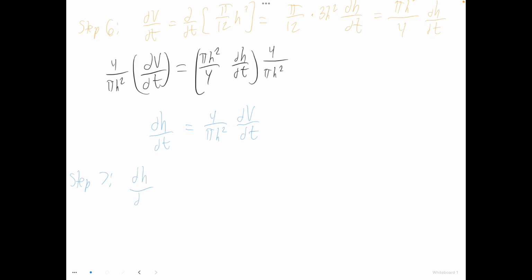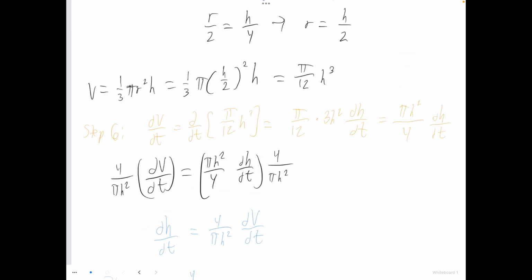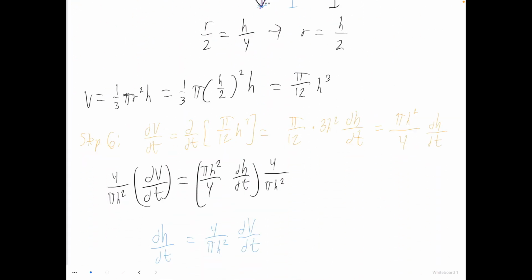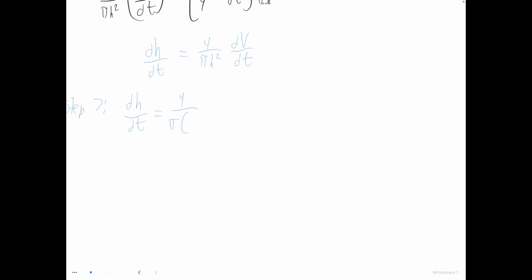So dh over dt equals 4 over pi. And now h, we remember, if you scroll up, that we care about this when we are 3 meters deep. So we care about this when h is 3. So we're going to have 3 meters squared times the rate that the volume is changing at. And the volume was changing at a rate of 2 meters cubed per minute.